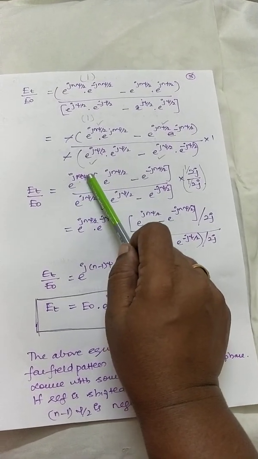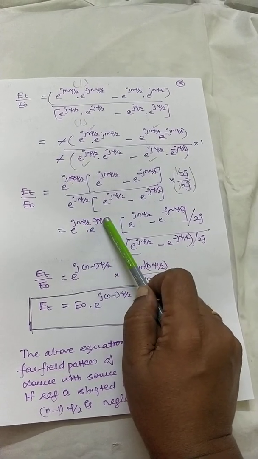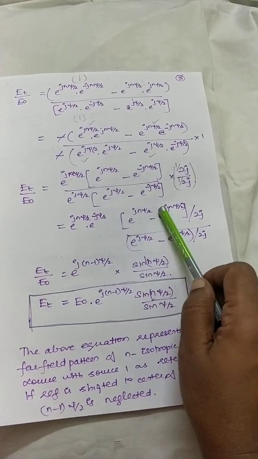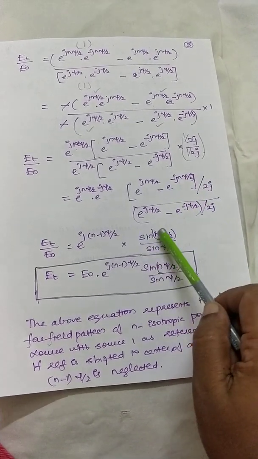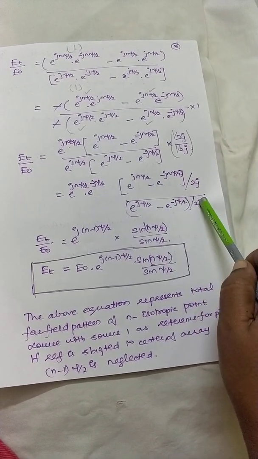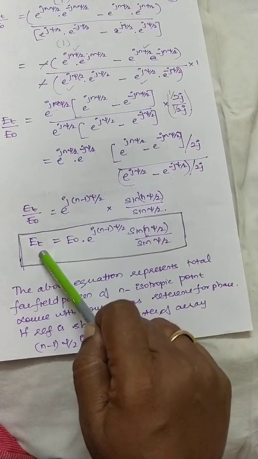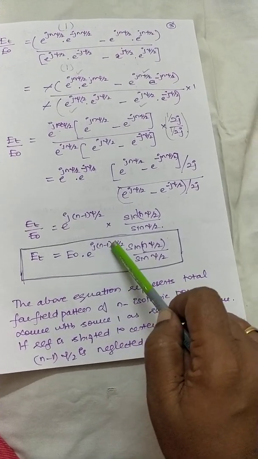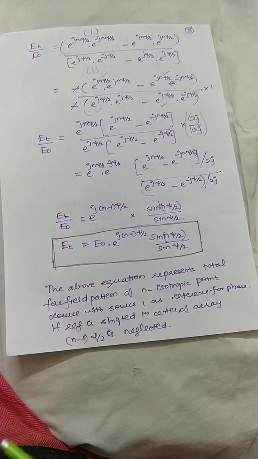Now e power j n psi by 2 remains as such, and dividing each term by 2j, it is modified as sin n psi by 2 divided by sin psi by 2 into e power j of n minus 1 psi by 2. Therefore Et becomes equal to E naught into e power j n minus 1 psi by 2 into sin of n psi by 2 divided by sin psi by 2.